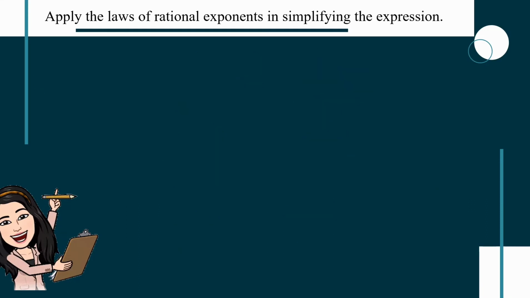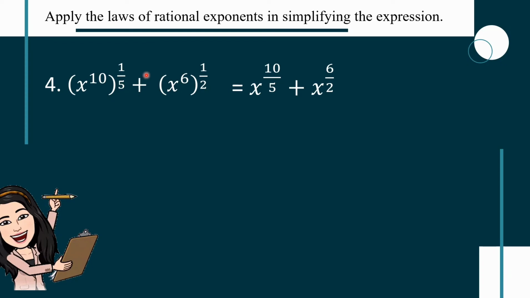Next, number 4. X raised to 10 raised to the power of 1/5 plus x raised to 6 raised to the power of 1/2. So applying again the laws of exponents, i-multiply lang natin power to power. 10 times 1/5 is equal to 10 over 5. 6 times 1/2 is equal to 6 over 2.